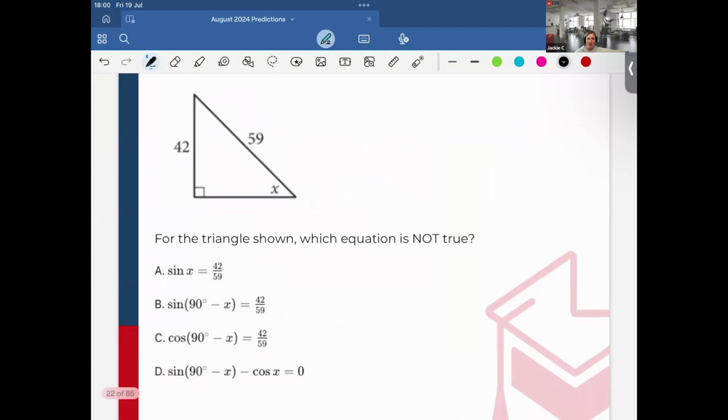So it says for the triangle shown, which of the equations is not true? Okay, so firstly, let's see what sine is. So sine of x would be opposite over hypotenuse, which would be 42 over 59. So we can immediately eliminate A because that's true. Continuing our journey, well, choice B. So remember that sine of 90 minus x, for trig identities, is equal to cosine of x.